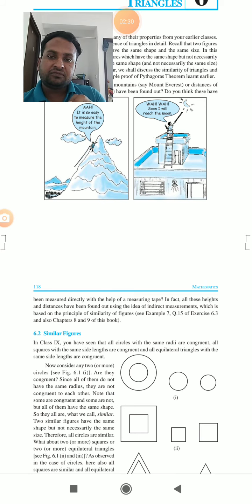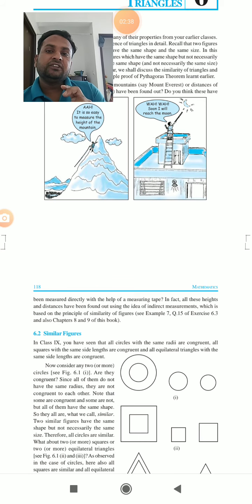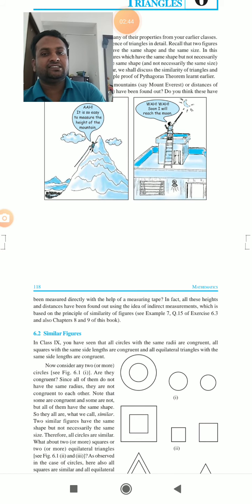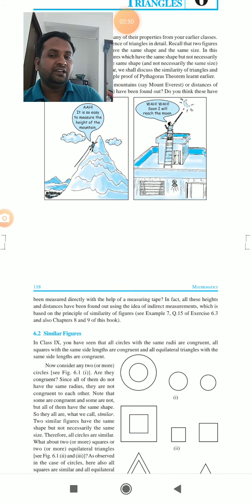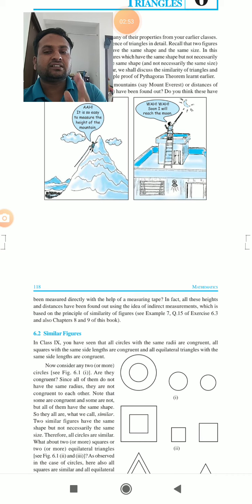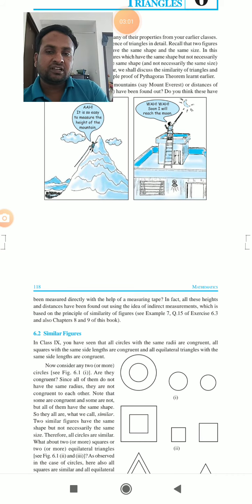Now see that similar figures have the same shape. See the difference between congruent and similar. Similar figures have the same shape but not necessarily the same size. Two circles are similar. If one circle has a radius of 10 centimeters and another has 5 centimeters, then you can say that both circles are similar. Both are the same in shape, but the sizes are different. Similar figures need not have the same size.